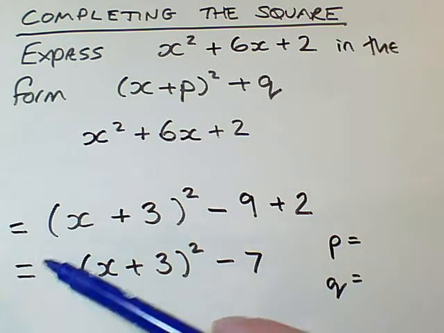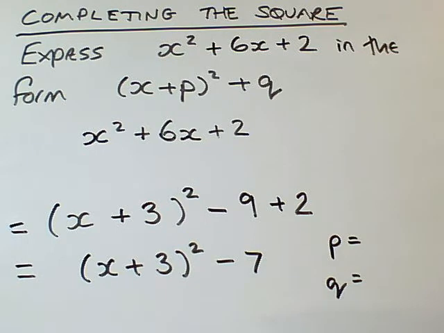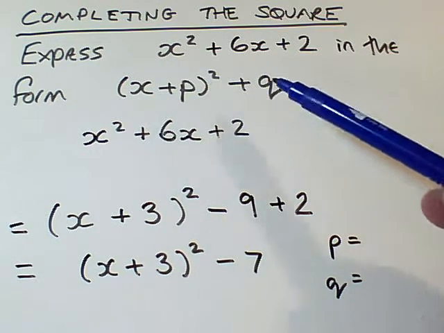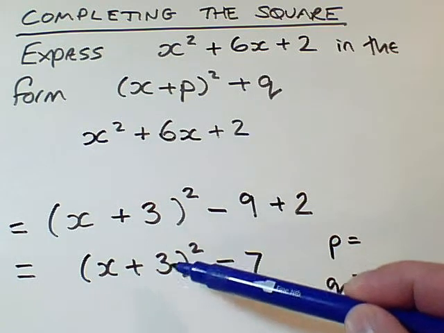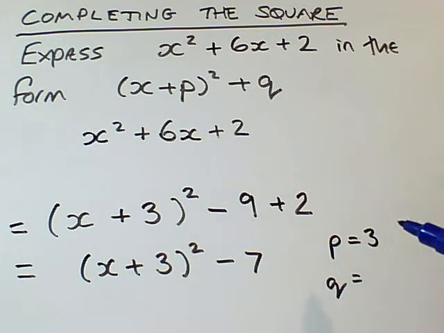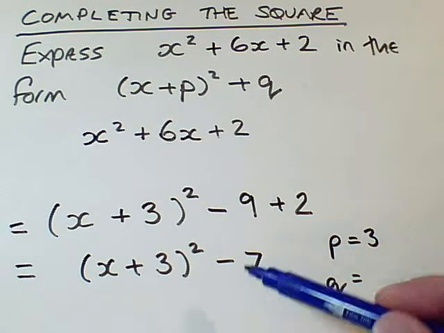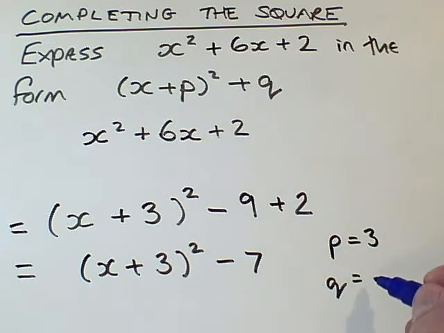So I can put my equal signs in because all of these three things are the same. And if I want to say what P and Q are, which is optional in this case, P is 3 and Q, well, I've got a minus 7 here. This says plus Q, so Q is actually minus 7. So that's how to do it the quick way.